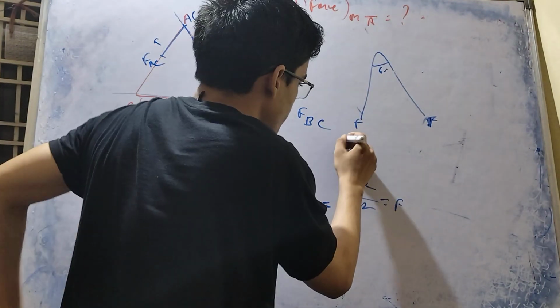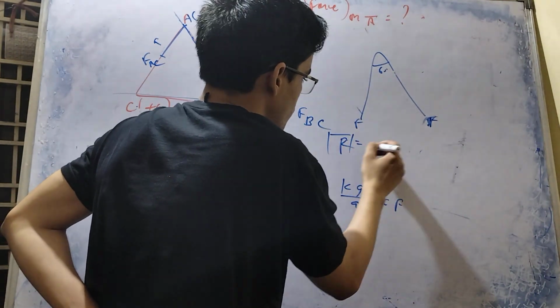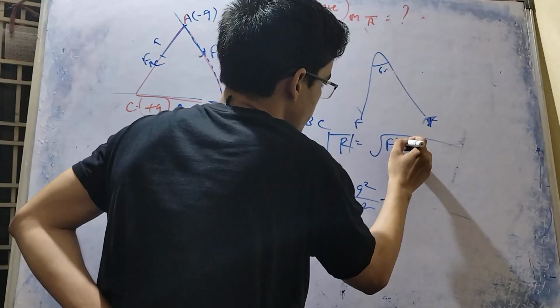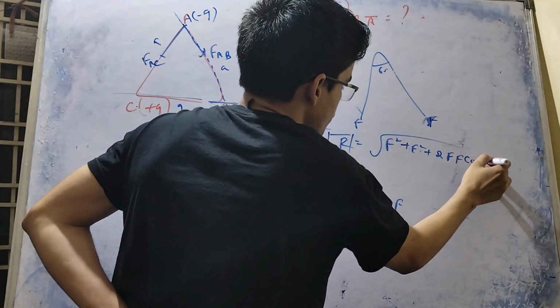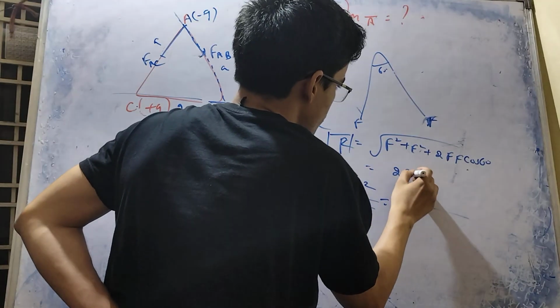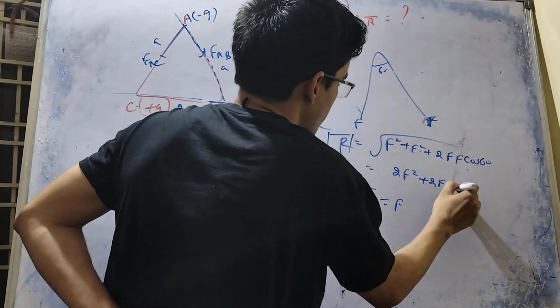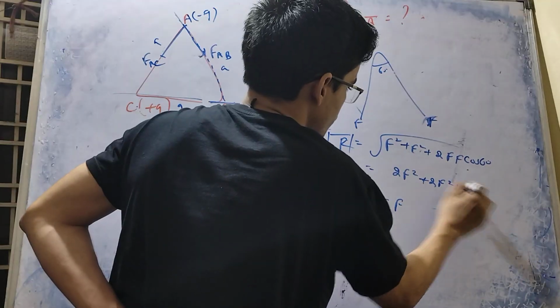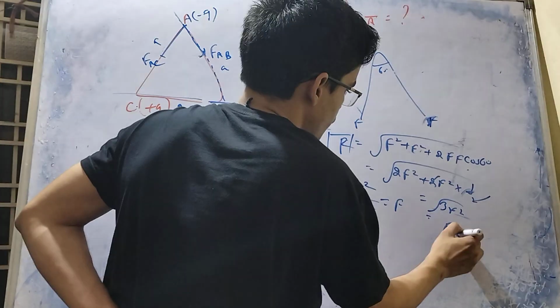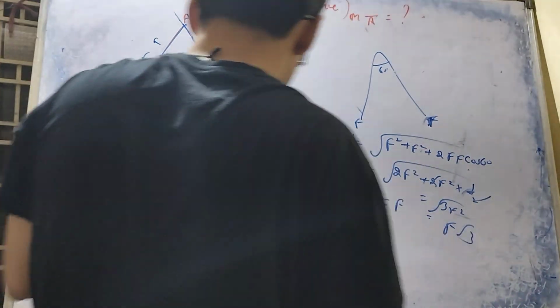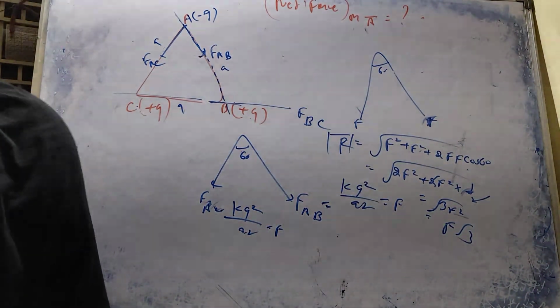How? Resultant vector equals to mod equals to under root F square plus F square plus 2F1 F2 cos 60 degree. So 2F square plus 2F square cos 60, 1 by 2. This is also 3F square. It means F root 3. So here also you will get F root 3, right?